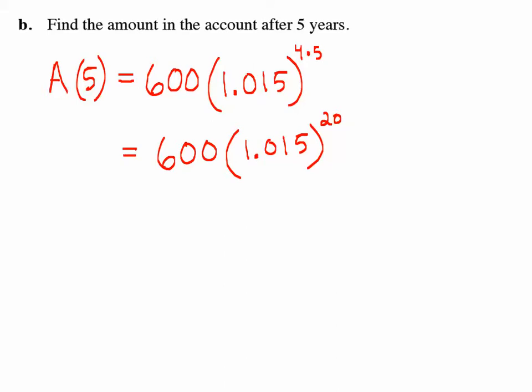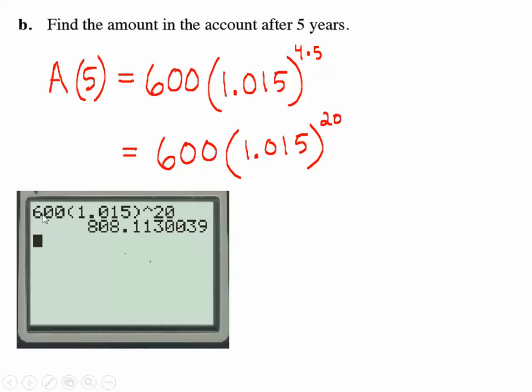Alright, let you try it yourself first. Again, I punched it in like this, just to see what I did: 600, parentheses 1.015, exponent is 20, and I got myself $808.11. Is that right?